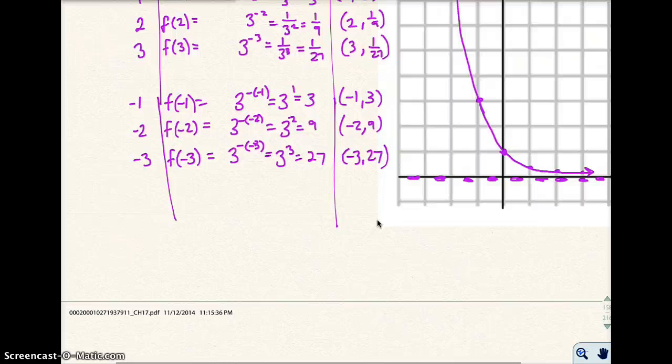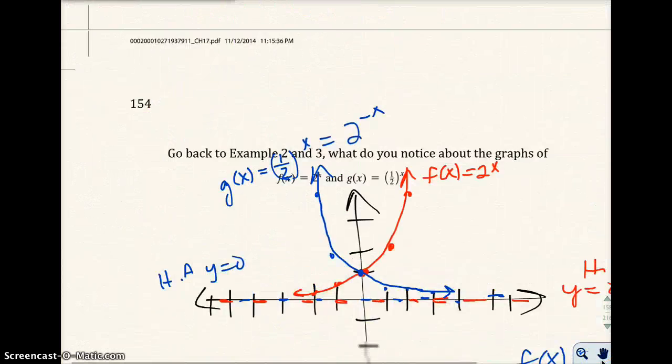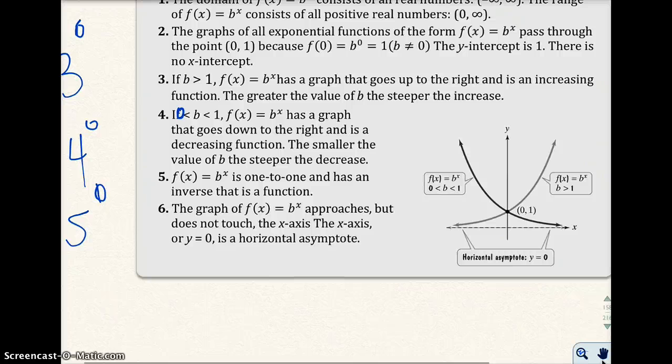Let's go to this one right here. Okay, function because it passes the vertical line test. It's a function, so every line that goes up and down only touches one point. You do the horizontal line test, we know it's 1-to-1. It has the inverse function. Okay? What else do we know about these? We know that it always approaches but does not touch the x-axis. The x-axis, or y equals 0, is a horizontal asymptote. We've been drawing those the whole time. Okay? So this is when the base is between 0 and 1.